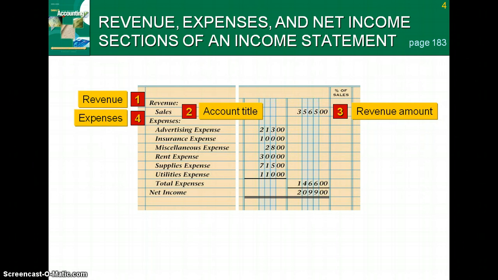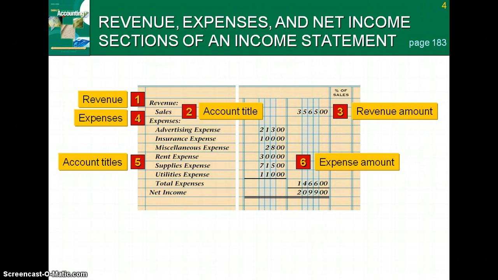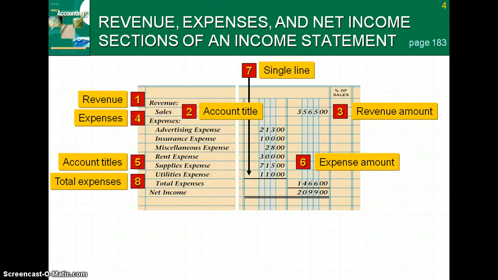Then you're going to put in the heading of expenses, list all the accounts out, and after you do the last account, which is usually utilities expense, write in total expenses and make sure all those are indented a little bit. Put in the amounts. Once you put in all these amounts, you're going to do a single line. Machine does it automatically for you. Then put in total expenses and what that total is in the right hand column.